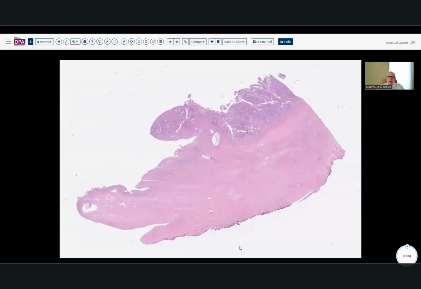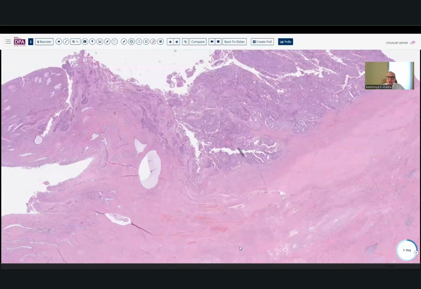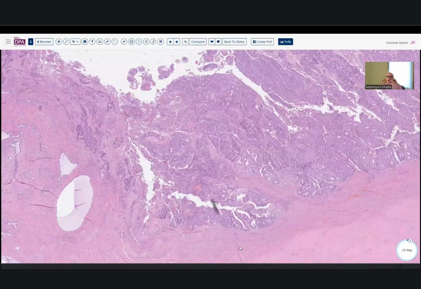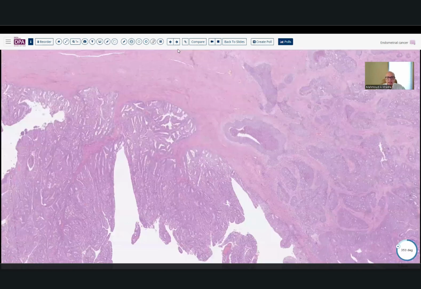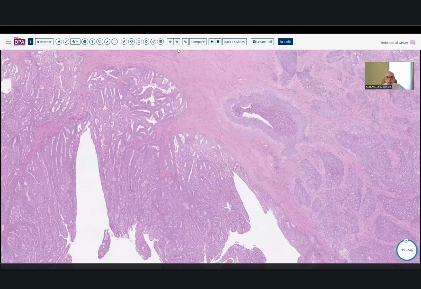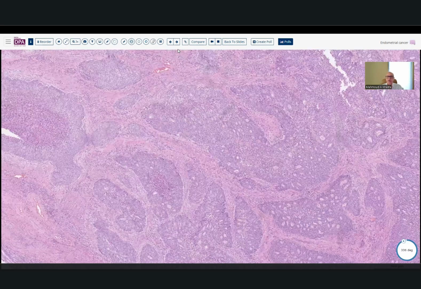This is another case of FIGO 3. I just want to share it with you, again, to show you how the glands are mixed with the solid areas in the same areas. So this will be an example of FIGO grade 3. And here is another case where you have glands mixed with the solid areas. So this will be FIGO 3.